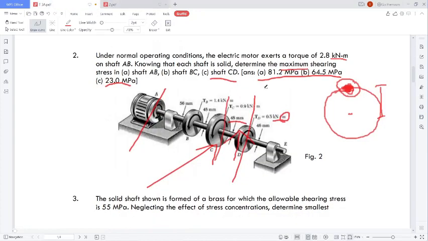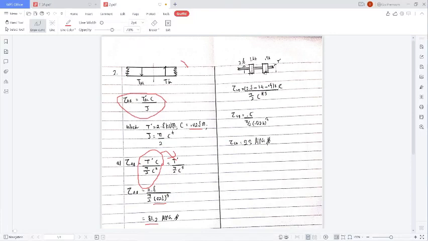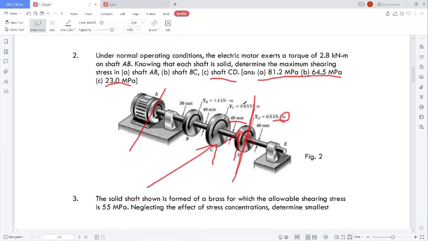Now let's bring our discussion to the last question, which is shaft CD. So you need to make a cross section from point A to point D. There is the FBD, so you will have a 2.8 kilonewton meter given by the internal torque. From the motor, you will have 1.4 kilonewton meter exerted downward. As you take a look from this point of view, you will exert a downward direction.